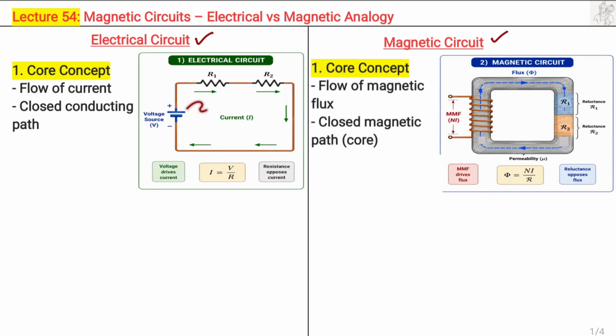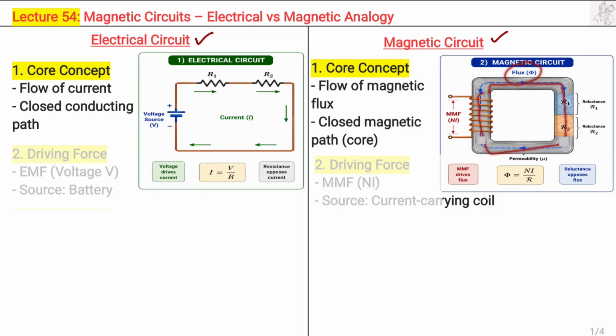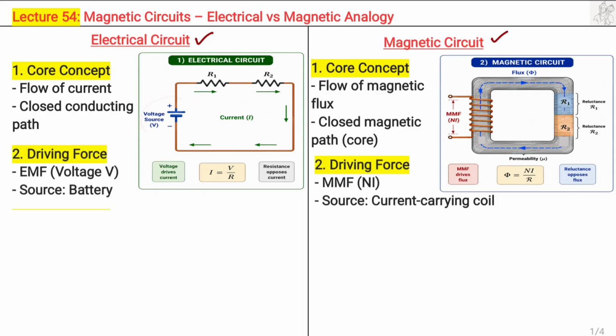Let's start with the core concept. Here the basic idea is that there is a flow of current through a closed conducting path, and here there is a flow of flux through a closed conducting magnetic path, that is a core. The second concept is that of driving force. Here the driving force is EMF or voltage, which can be supplied by a source, that is a battery, and here the driving force is MMF, that is current flowing through a particular coil. Suppose current I is flowing through this coil and the number of turns is N, then the MMF will be simply equal to N into I.